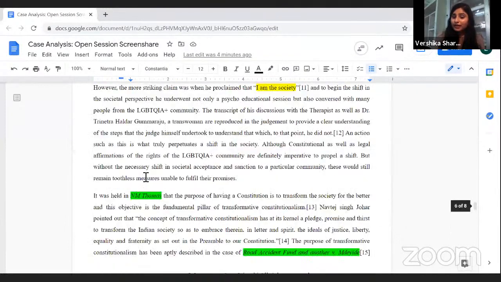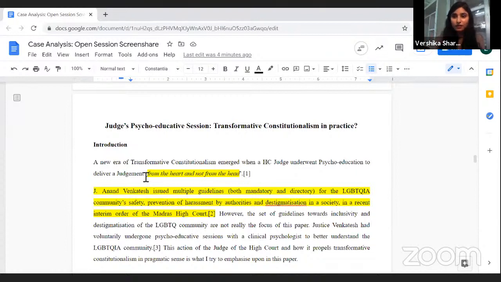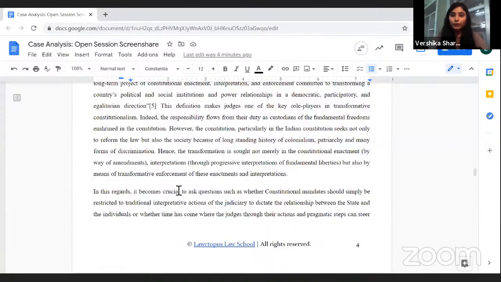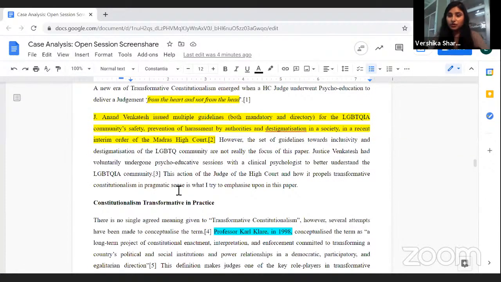The whole idea is to show you how I actually used a lot of things from the judgment, but not in a very systematic manner of pointing out first facts, then arguments, then issues, then reasoning, and then the judgment. No, that is not what I did. What I did was cull out the most important things which made sense to me. These are the parts of the judgment highlighted in yellow, which I used to show how transformative constitutionalism actually happened in this particular case.